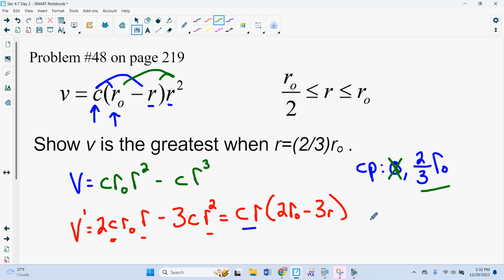The way we could do that, I would do the second derivative test. My second derivative is 2CR0 minus 6CR.